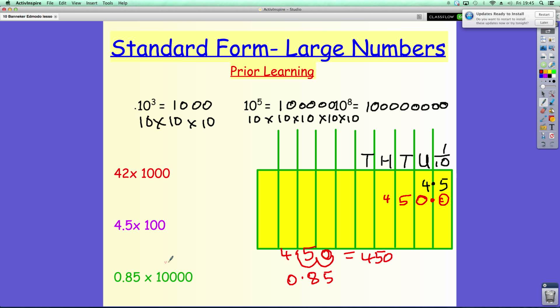So 0.85 I could do as 1, 2, 3, 4, and it's 1, 2, 3, 4. That's it. Add the zeros to make sure that the values stay in the same place, and so you end up with 8,500. Okay, so moving on to standard form. Let's just get to the next slide.